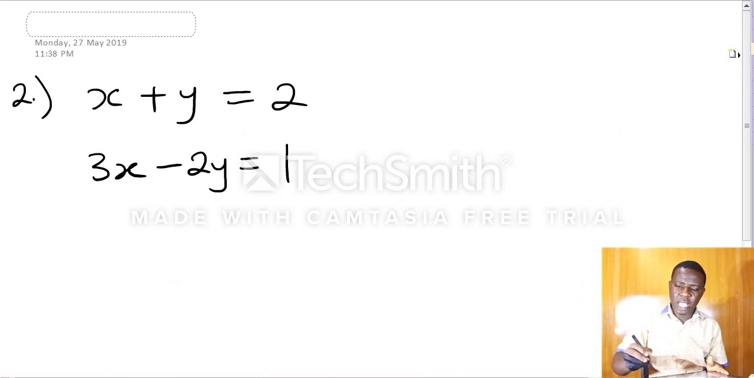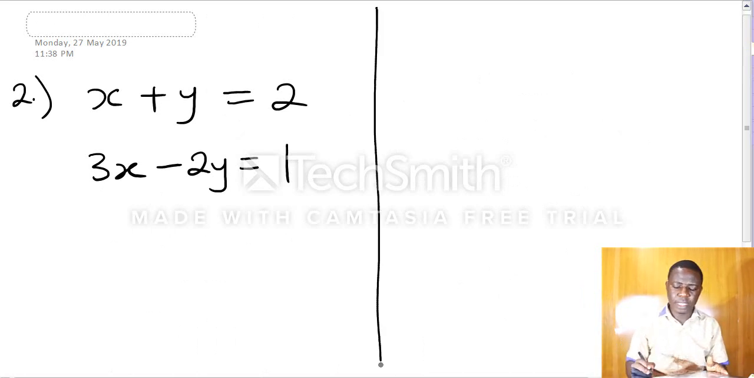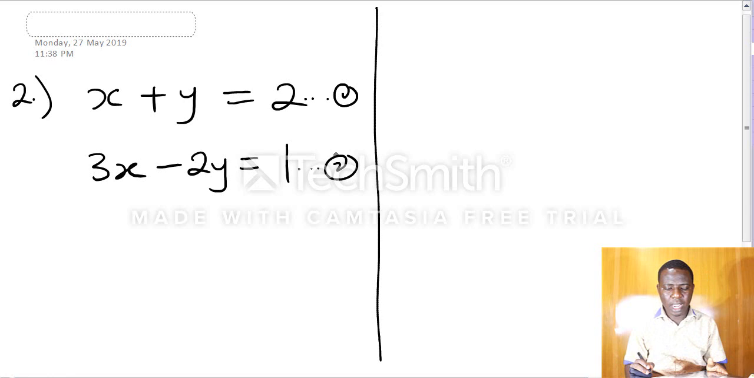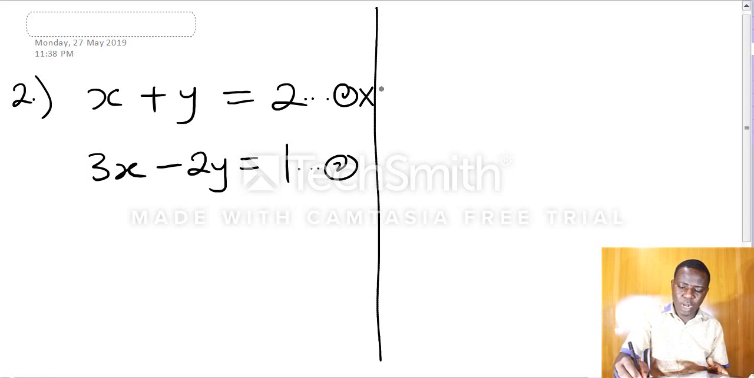Question 2 says x plus y is equal to 2 and 3x minus 2y is equal to 1. Call this equation 1 and call this equation 2. I would like to eliminate x, but the coefficient of x in equation 1 is different from the coefficient of x in equation 2. So how do I make them equal? You can make them equal by multiplying equation 1 by the coefficient of x in equation 2, and as well multiplying equation 2 by the coefficient of x in equation 1. So that means I'm going to multiply equation 1 by 3 and multiply equation 2 by 1.